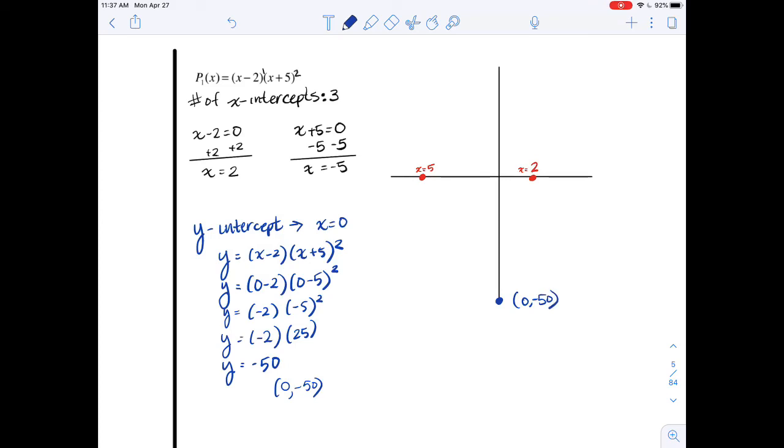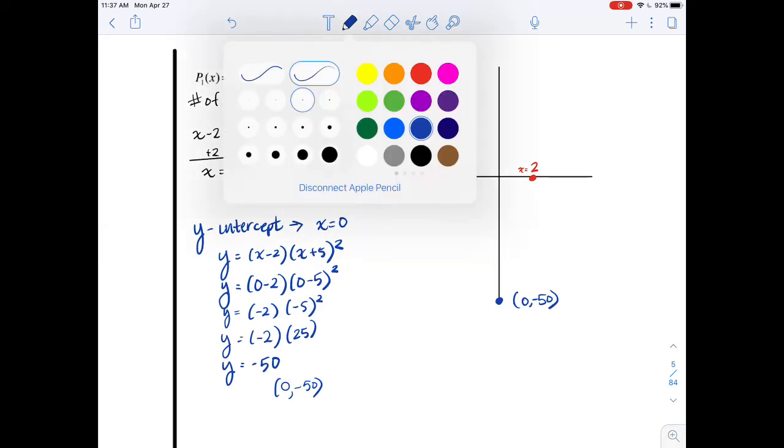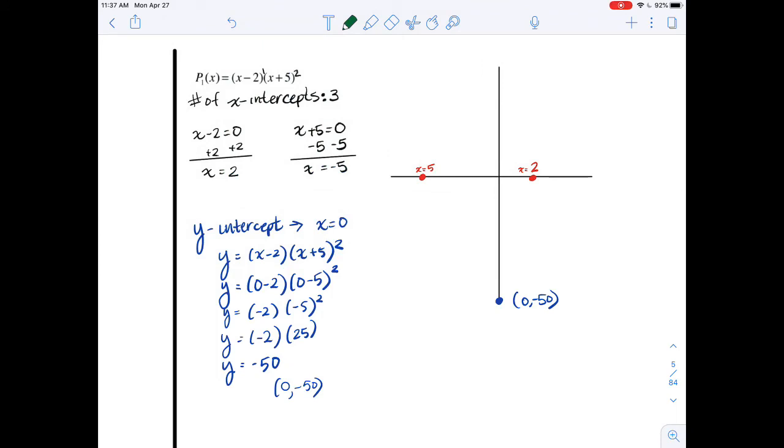Now we know that it has 3 x-intercepts. We know it's going to be a cubic function. So if we take a look at the notes that we did earlier, we know the end behavior to the left of the x-intercept is going to be in the negative direction. And the one to the right of the last one is going to be in the positive direction, because that's what we saw in the first problem that we did in 8-1.